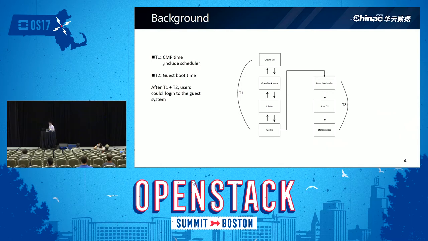It includes the OpenStack schedule time. Most optimization here is in scheduling, but we have another way, which is to accelerate T2. That means after we start the QEMU process, we go to the guest bootloader, and then load the kernel, the guest OS, and lots of services start up. This will cost a lot of time. For example, in CentOS 7.2, when X window is installed, it will cost almost 20 more seconds to boot up. After T1 plus T2, the user can log in. When we access the guest using VNC or the console, we will see the login screen.